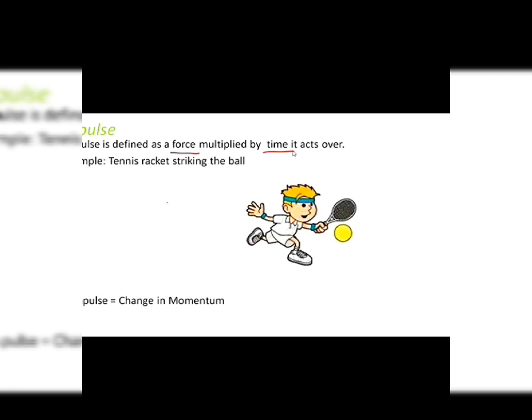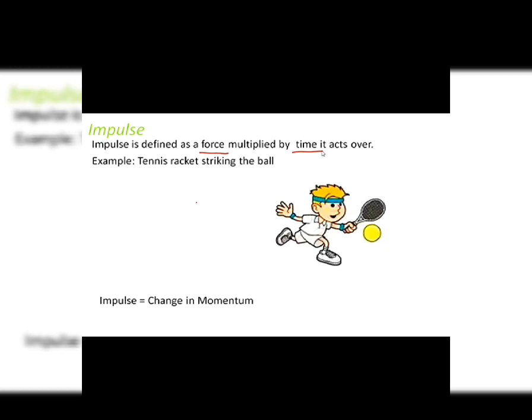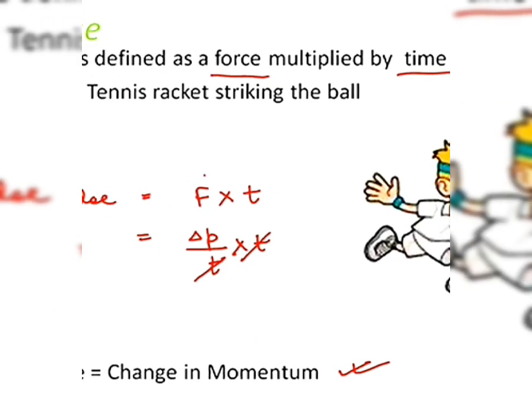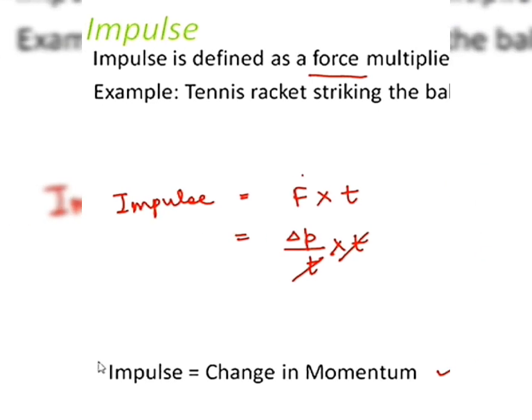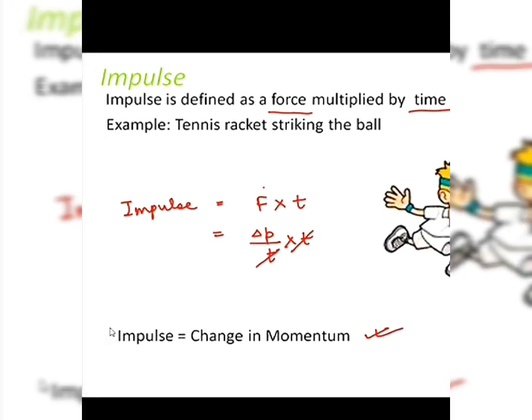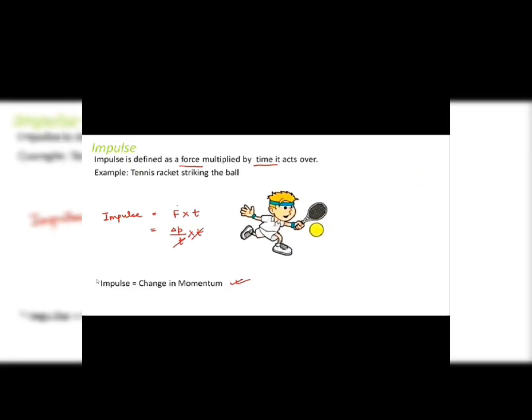So impulse is also written as change in momentum. Now why do we write that? Because as per the definition of impulse, it is force into time. But now what is force? From Newton's second law, force is the rate of change of momentum. That is, force is delta P by t. So time will get cancelled and you will get impulse is equal to change in momentum, delta P, right? So impulse is equal to change in momentum.